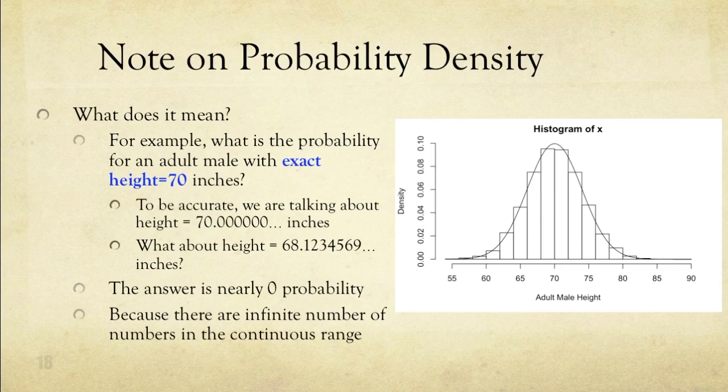So what does 0.1 mean here? It means 0.1 probability density, or in other words, 0.1 probability per inch in the adult height. And this value will change if you change the unit of height. For example, if you switch from inches to centimeters, the distribution will remain the same shape, but the height will be different because the unit will change the density function.